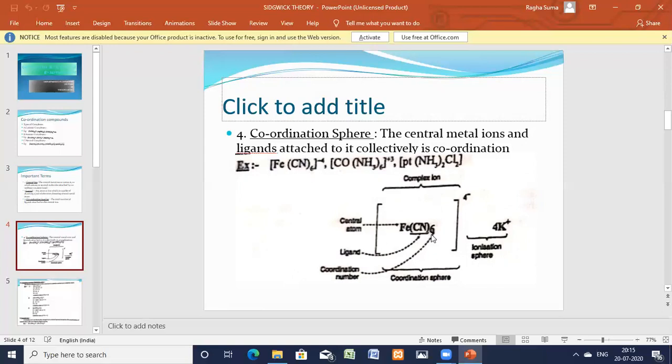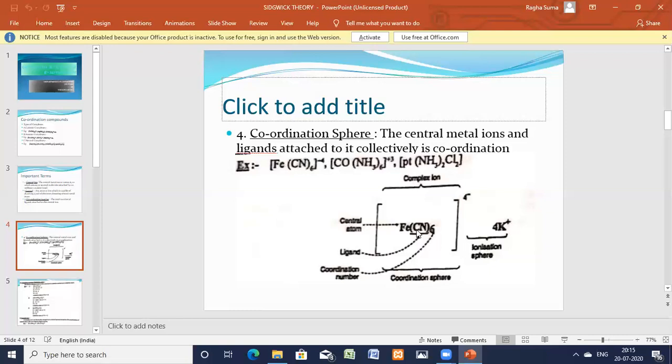Now, as a whole, the central metal atom and the ligands together, you call it the coordination sphere. Now, the iron and the cyanide are bonded with a dative bond, a coordinate covalent bond. So these are the basic terms which you have to learn. In the previous session, I explained the theories of coordination compounds, in which we explained the Alfred Werner theory. And now I have explained the basic terms involved in complex compounds.